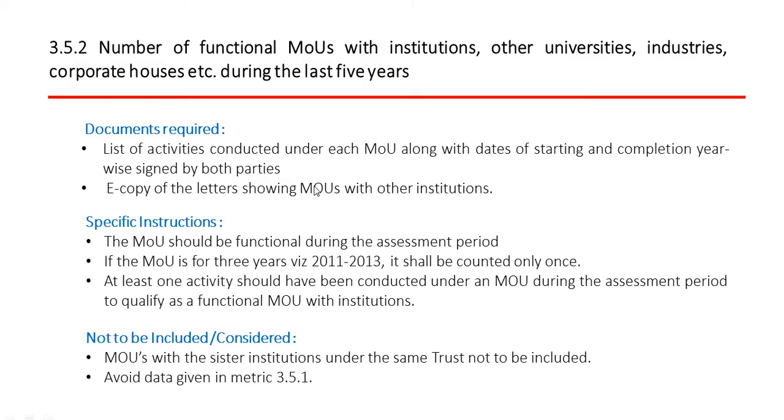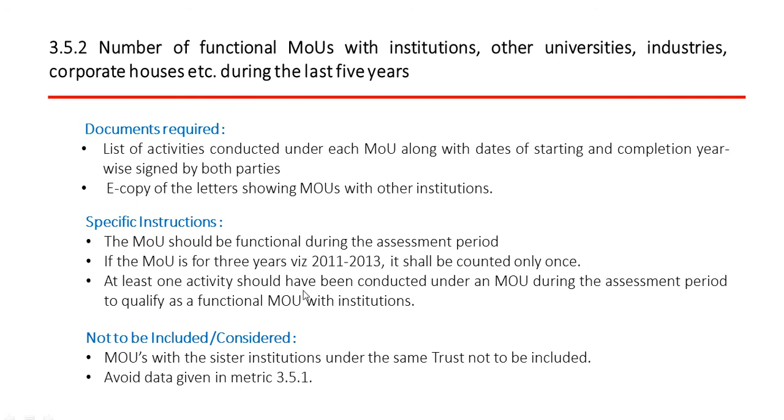The verification of the data in this metric is through the documents which are required here: a list of activities conducted under each MoU along with dates of starting and completion, year-wise, signed by both parties, and e-copies of the letters showing MoUs with other institutions. The specific instruction says the MoU should be functional during the assessment period, and if the MoU is for 3 years, that is 2011 to 2013, it should be counted only once.